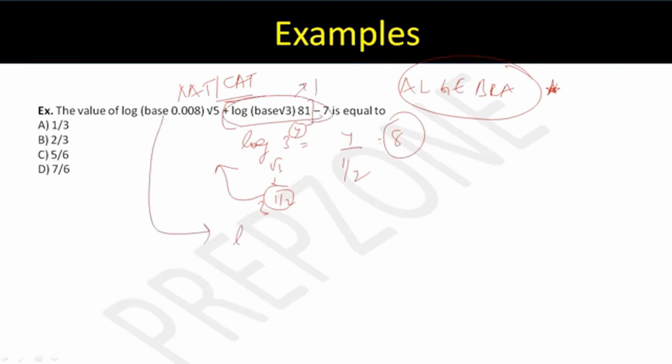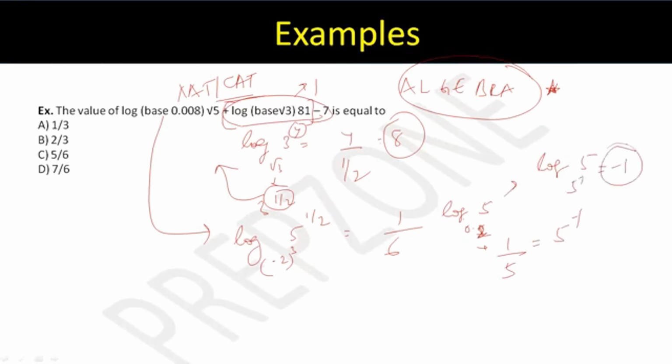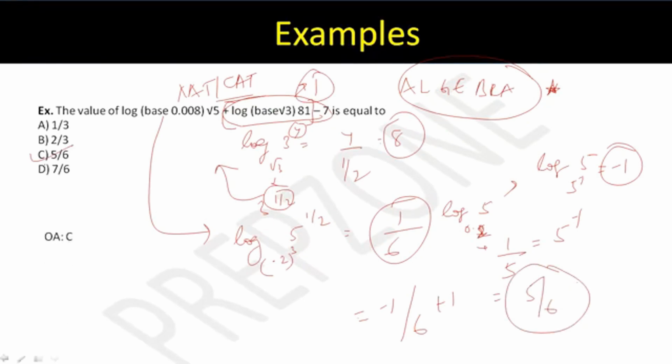Now I just have to solve this. This is log of root 5, and this is 0.008, which is what? 0.2 cube, I can very well see. So this is again 1 by 6 log 5 to the base 0.2. What is 0.2, guys? 0.2 is 1 by 5. 1 by 5 is 5 to the power minus 1. Hence this is essentially log 5 to the base 5 to the power minus 1, which is minus 1. Hence minus 1 multiplied by 1 by 6 is minus 1 by 6. And we had a value of plus 1 in the final expression. So 1 minus 1 by 6, the answer will be 5 by 6. That's it. C will be the answer. Let's move ahead.